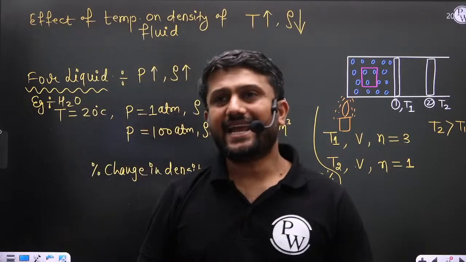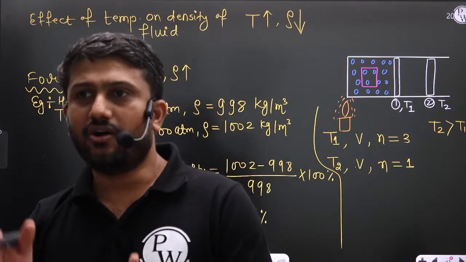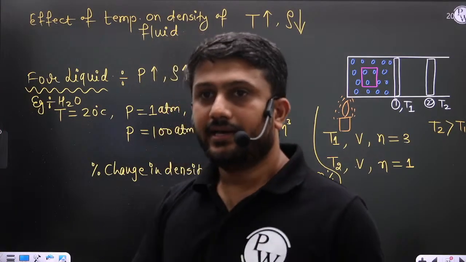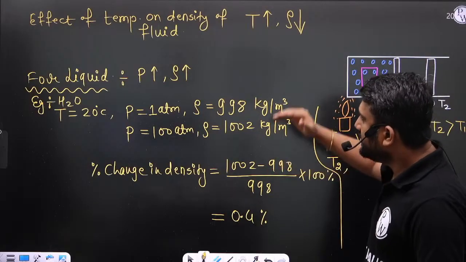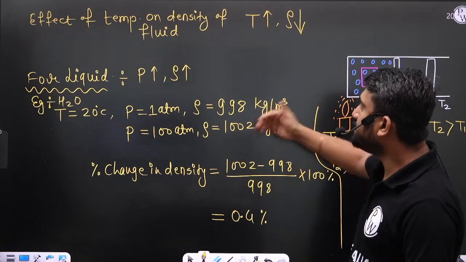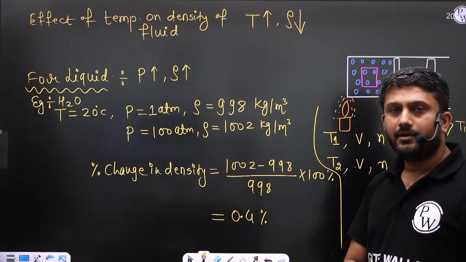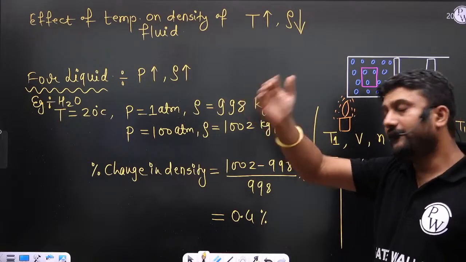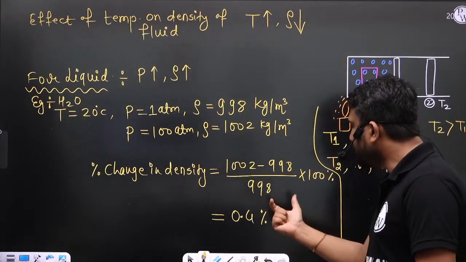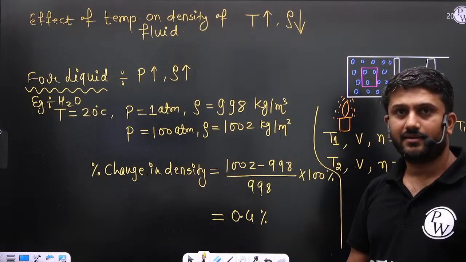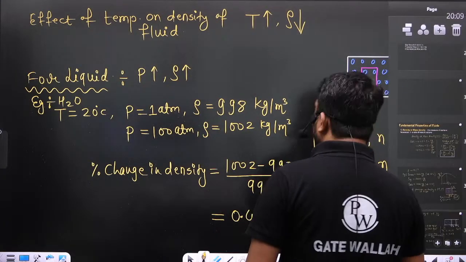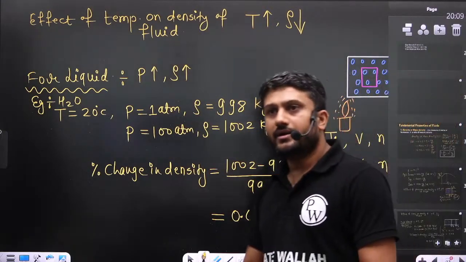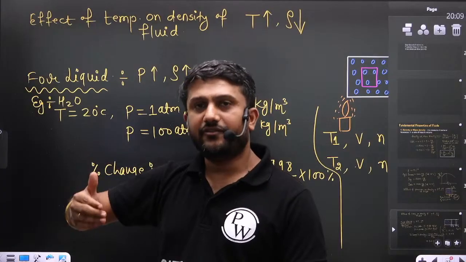So can I say the change of density of water with change in pressure is negligible? You increase the pressure 100 times, and corresponding to that, the percentage change in density is only 0.4%. In case of the liquid, I am taking the example of water, but this is applicable for other liquids also.